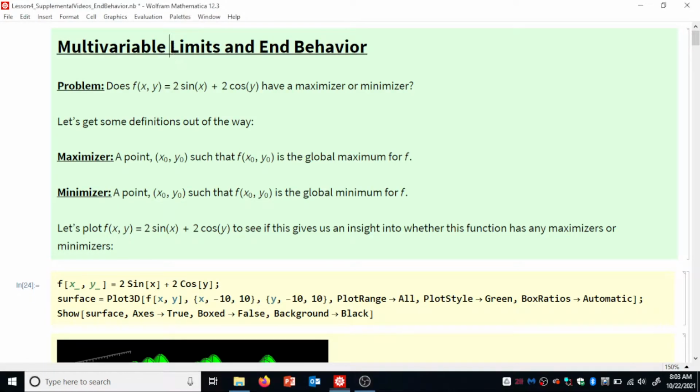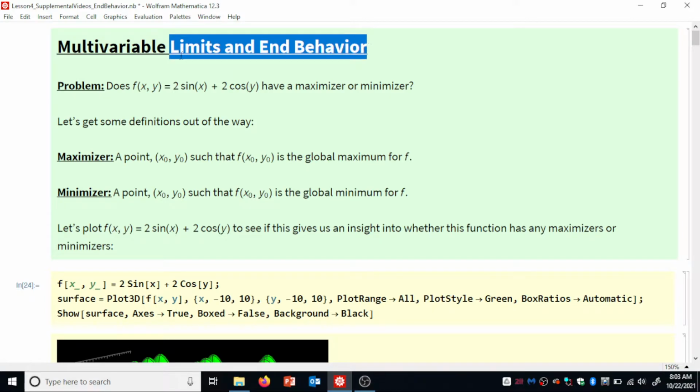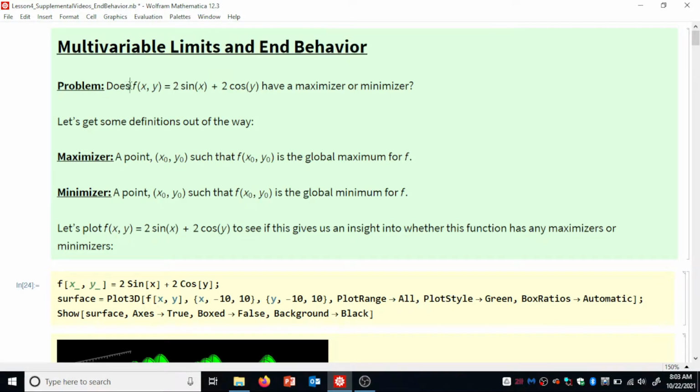In this video, we're going to talk about limits and end behavior for multivariable functions. So we have a function f of x y equals 2 sine x plus 2 cosine y, and we want to ask, does this function have a maximizer, a minimizer, both, or neither?